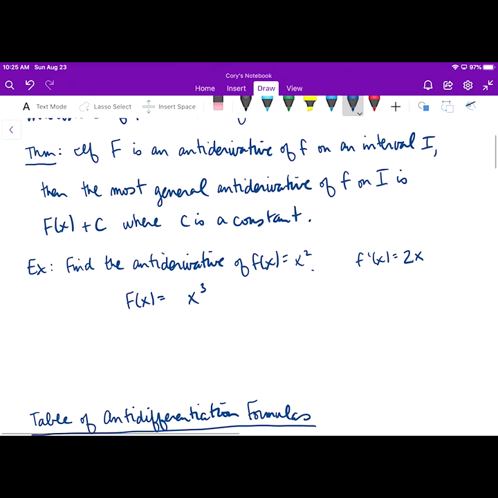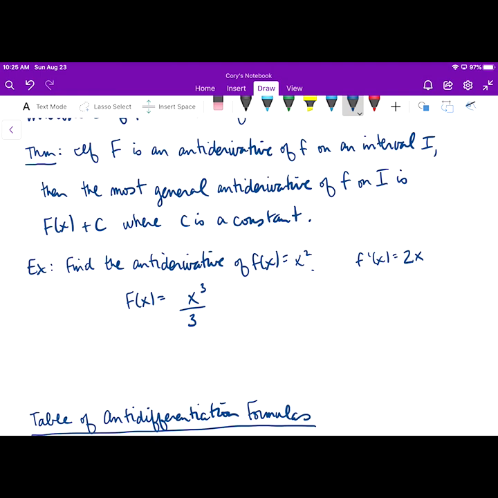Well, we have to take that function and in this case divide it by 3. Because when I take the derivative of capital F, that function x cubed, when I differentiate it, it's going to become 3x squared.